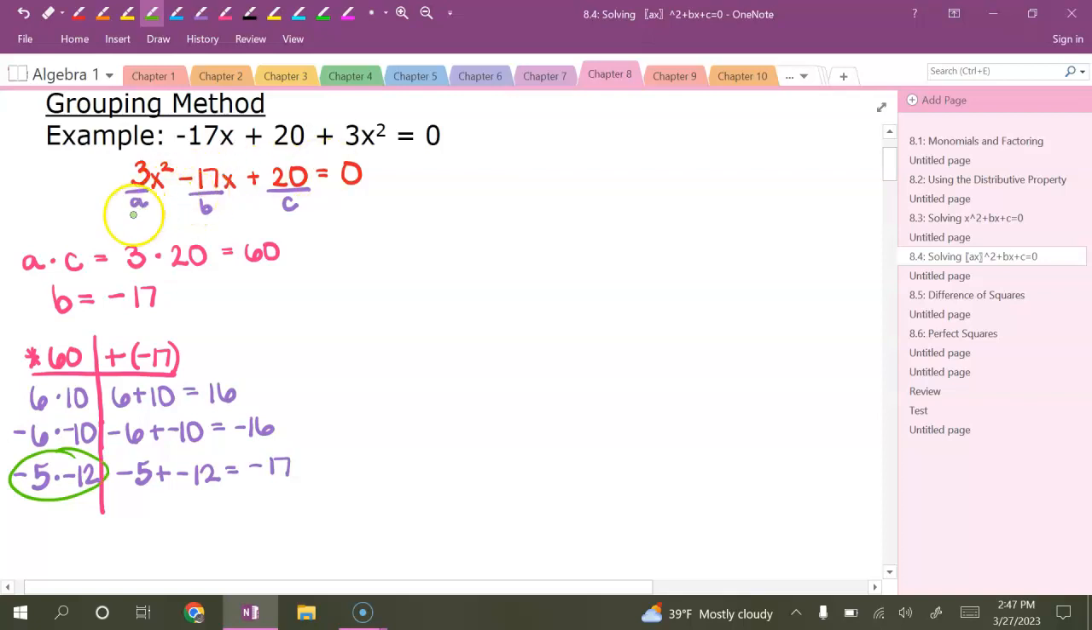Instead, we're going to take this equation that I have up here, and we're going to rewrite it. So I'm going to put the 3x squared first. Now, instead of the minus 17x in the middle, I'm going to grab these numbers that I had down here, and I'm going to put them in place of that negative 17x. So my numbers are negative 5 and negative 12. So I'm going to put minus 5, and I'm going to put an x next to it first. And I'm going to do minus 12, also putting an x next to that one. And then I'm going to put my 20 on, so plus 20, and then equals 0.